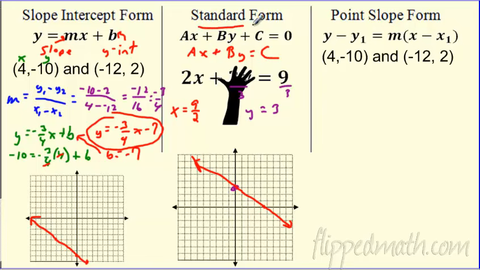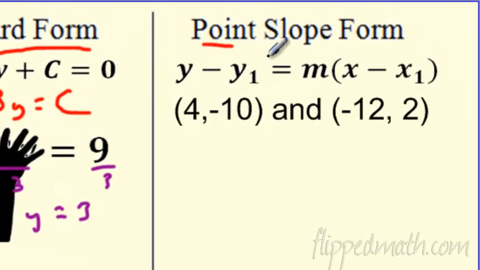So standard form is really good for finding x and y intercepts. One you may not have used so much in the past is called point-slope form. This one's great because all you need is a point and the slope, and you're done. So we're going to use this one in calculus just to quickly write things.